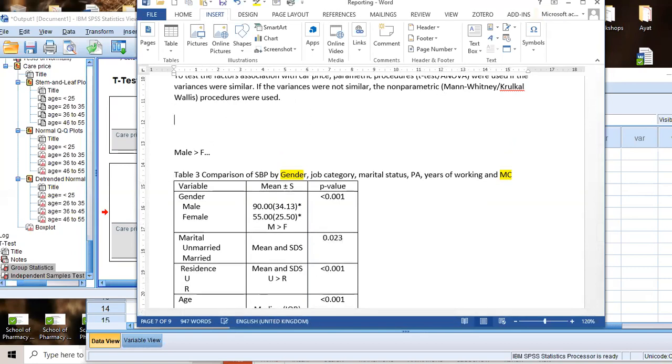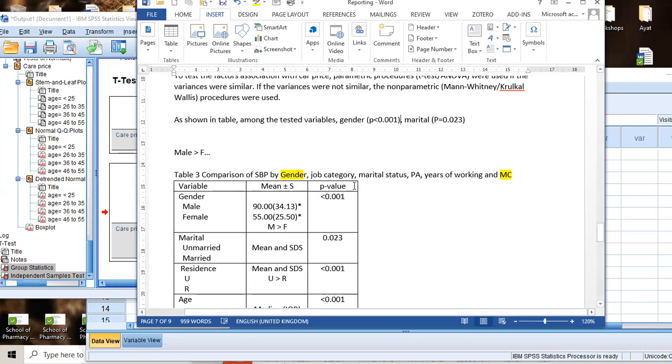As shown in table two, among the tested variables, so what's here? Gender, in one bracket, you can put p less than 0.001. What is next? Let's say now marital status, bracket p equals 0.023. You don't have to mention whether p is more than or less than 0.05.